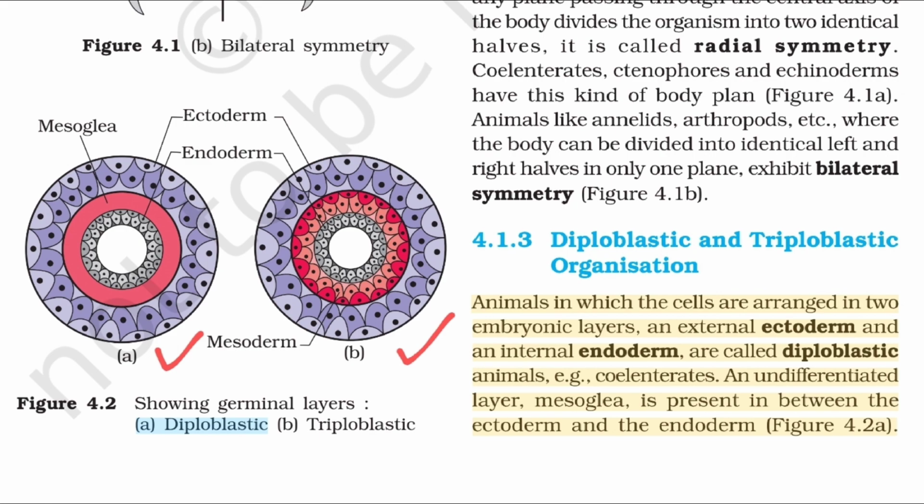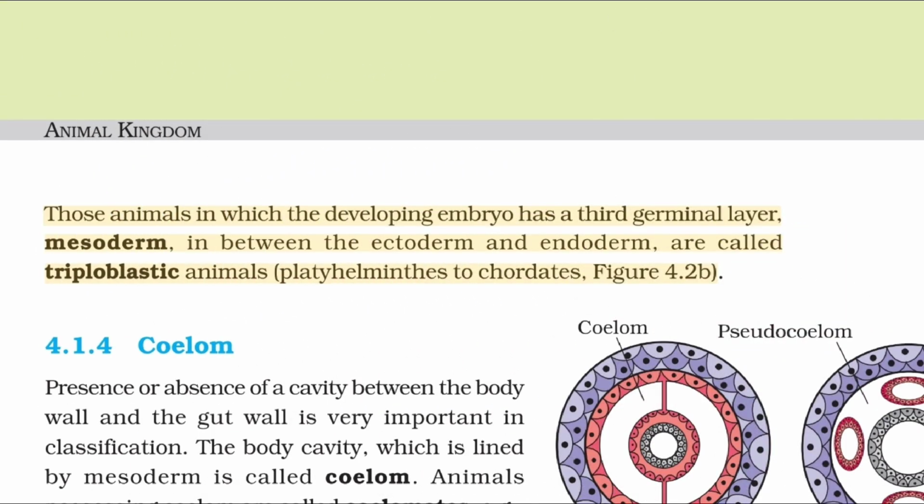4.1.3. Diploblastic and triploblastic organization. Animals in which the cells are arranged into embryonic layers, an external ectoderm and an internal endoderm, are called diploblastic animals, for example, coelenterates. An undifferentiated layer, mesoglea, is present in between the ectoderm and the endoderm, figure 4.2a. Those animals in which the developing embryo has a third germinal layer, mesoderm, in between the ectoderm and endoderm, are called triploblastic animals, platyhelminths to chordates, figure 4.2b.